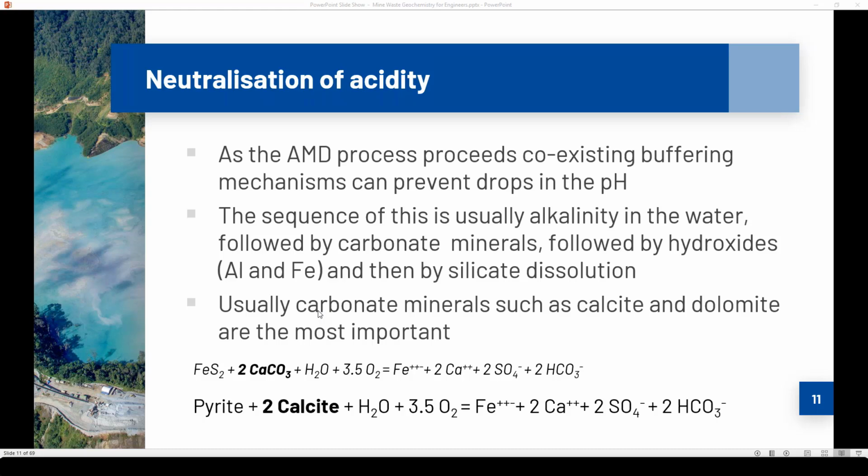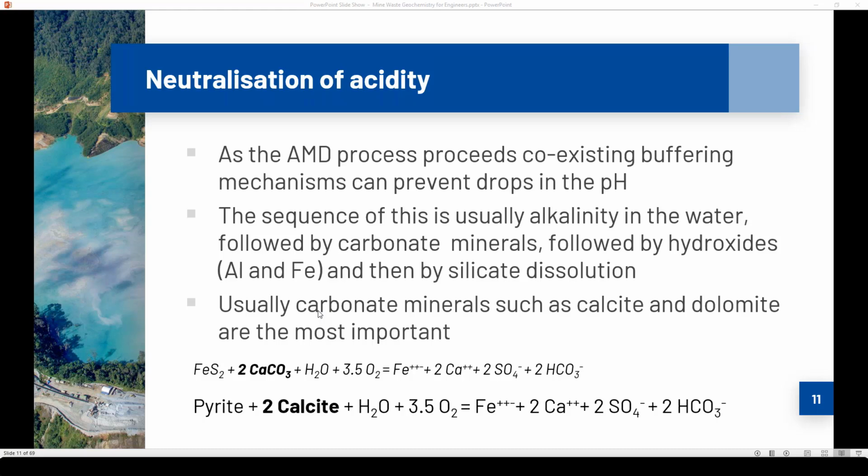As I mentioned, the AMD is often neutralized by coexisting buffering mechanisms, and they can, to various degrees, stop the drop in pH. What we usually see is that the neutralization occurs due to several processes, starting with the alkalinity in the water, then followed by the carbonate minerals, then followed by the hydroxides, and then all the way down at very low pHs, some of the silicates can add some neutralization. The important bit, though, is that it is usually only the carbonate minerals, usually the calcium-containing ones, calcite and dolomite, that are effective in neutralizing this process sufficiently to prevent acidification.